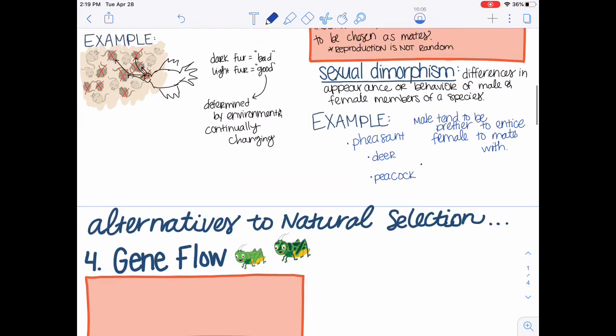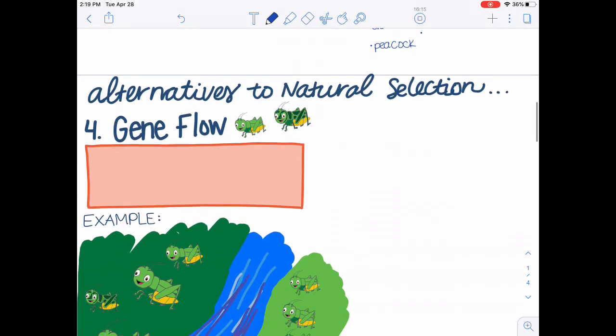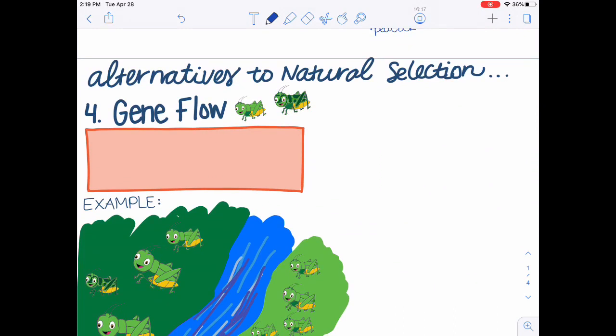All right, those are the 3 types of natural selection. The other 2 ways that populations can evolve are not types of natural selection. Number 4 is gene flow, which is the movement of alleles into or out of a population as individuals join and leave, which increases or decreases genetic variation in the population.